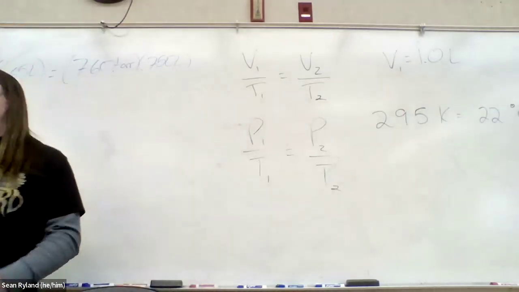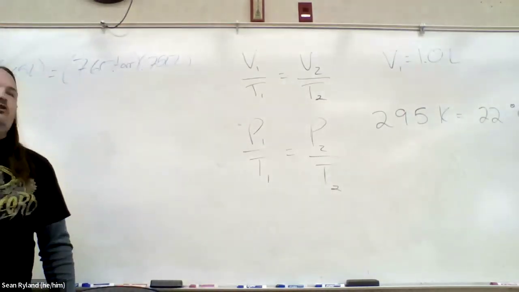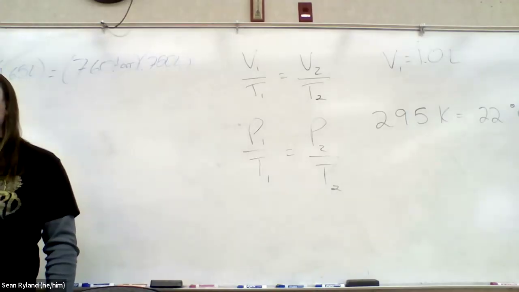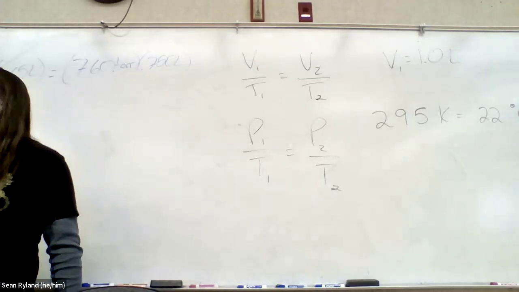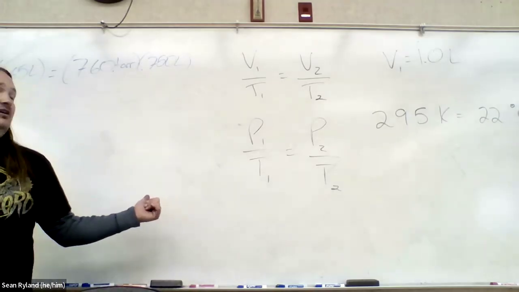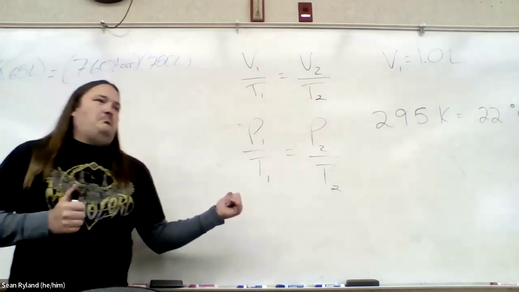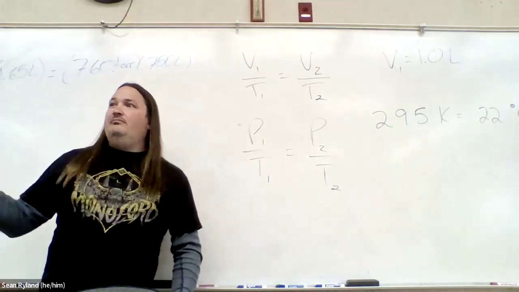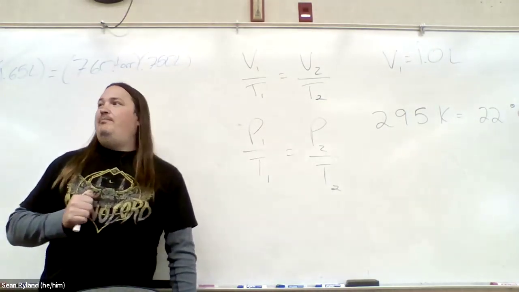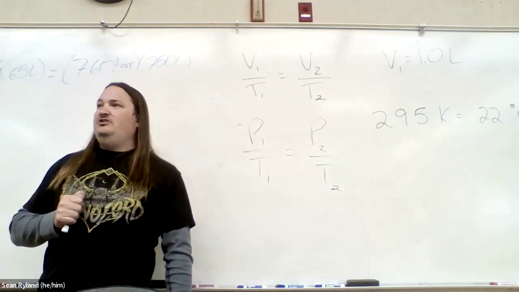So if you double the absolute temperature, if you double the temperature in Kelvin, you double the pressure if you're at a fixed volume. So that's why this is so dangerous, because every container is going to have a set pressure where if you get beyond that, the container ruptures.